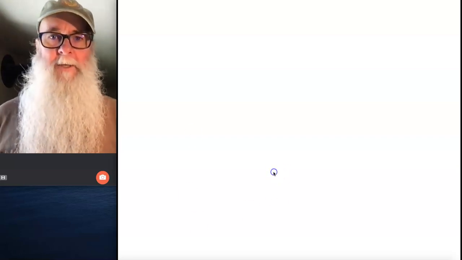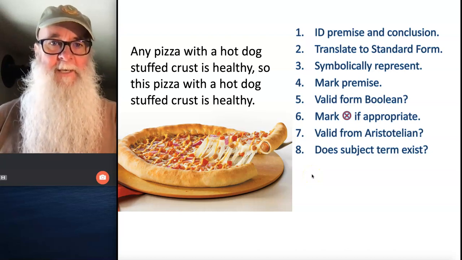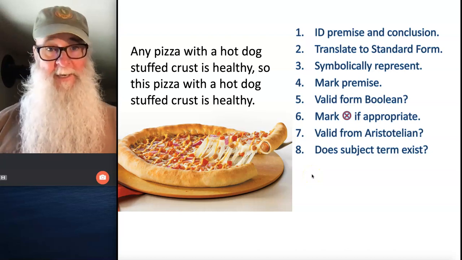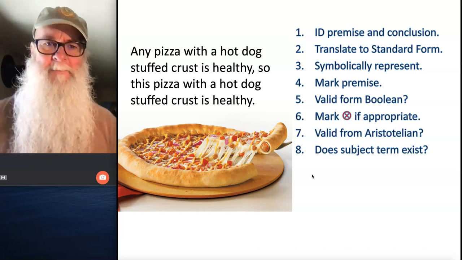All right, so let's take a look at our argument here. Any pizza with a hot dog stuffed crust is healthy. So this pizza with a hot dog stuffed crust is healthy. All right, what's up with me and the gross food problems, by the way?